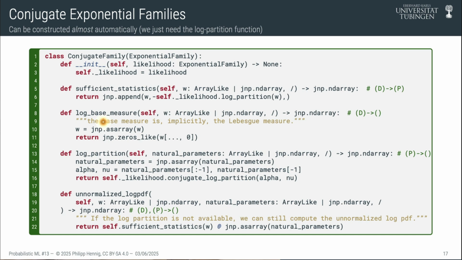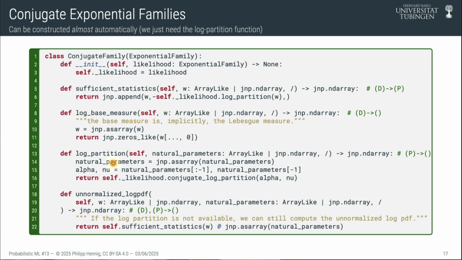It also knows its log base measure. It's the Lebesgue measure, so the log base measure is just 0. And the only thing it doesn't know is its log partition function. So it'll have to call its likelihood and say, please tell me what my integral is. And then it might be that the likelihood says, I don't know. But if it does, then we're done. And then we have instantiated an exponential family, because remember, on our definition a few slides ago, these three functions completely determine an exponential family.